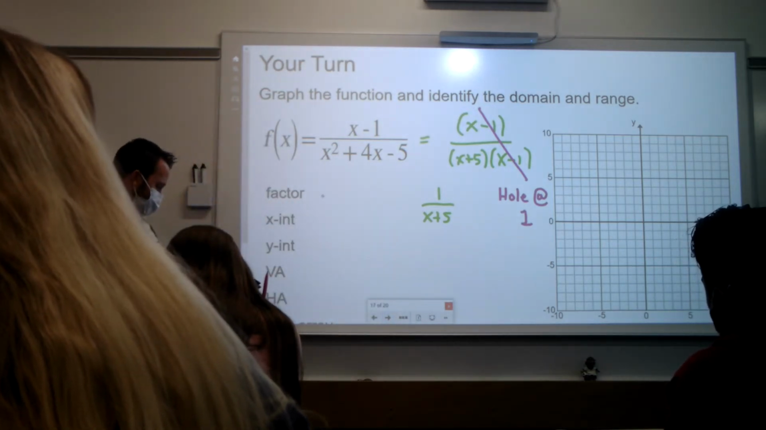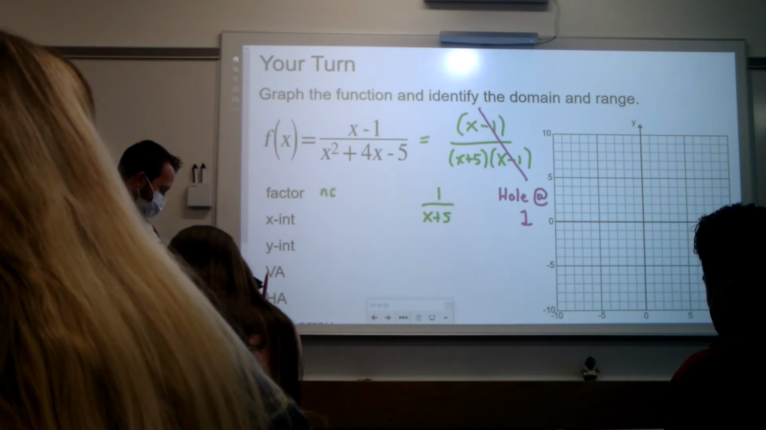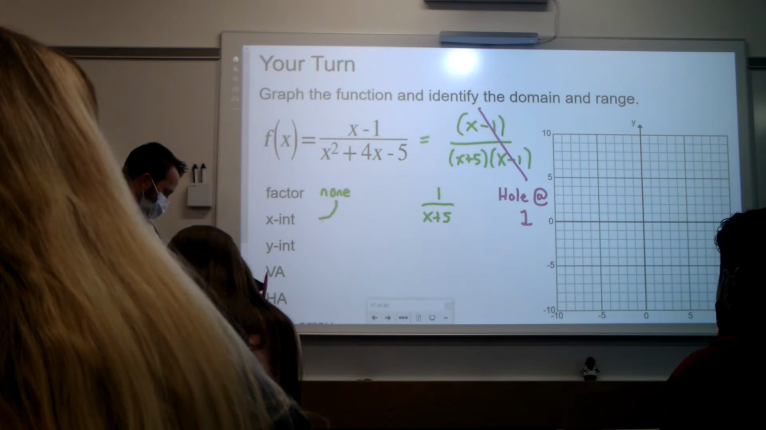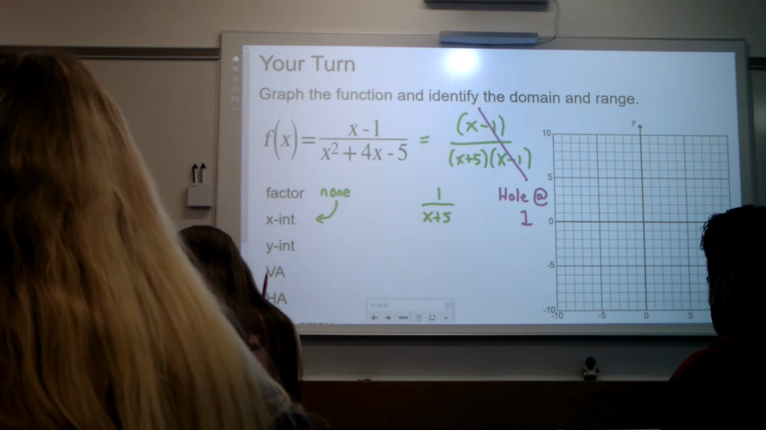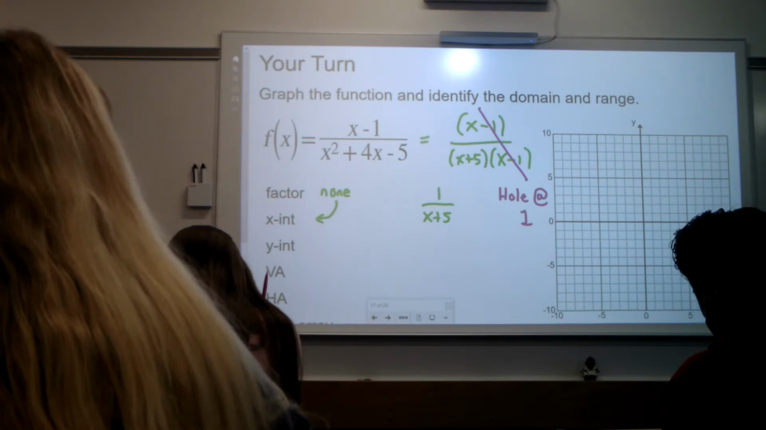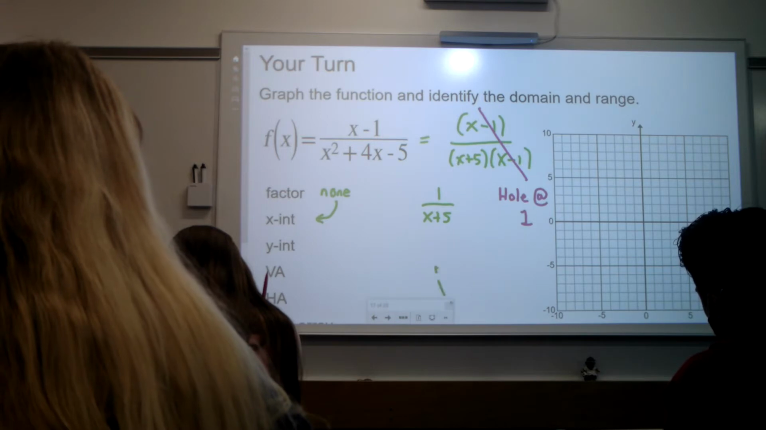Good job. Nothing can make the numerator 0, so there's no x-intercepts. Oop, that's in the wrong spot. There we go. Thanks. All right, so now let's go to Beyonce. Tell me something about this graph. The y-intercept is 1 over 5.